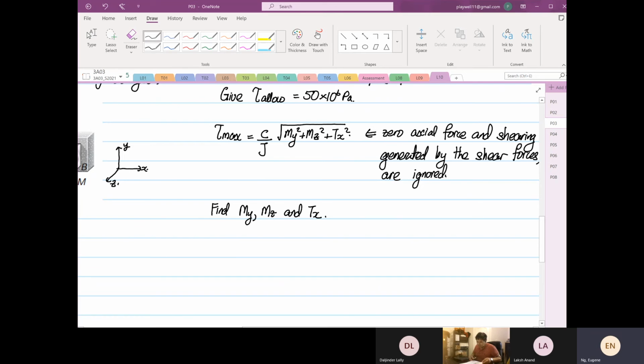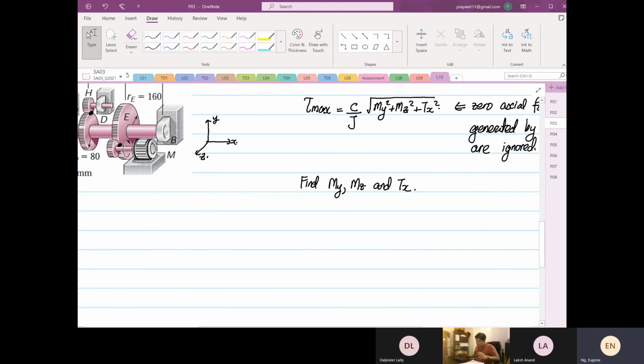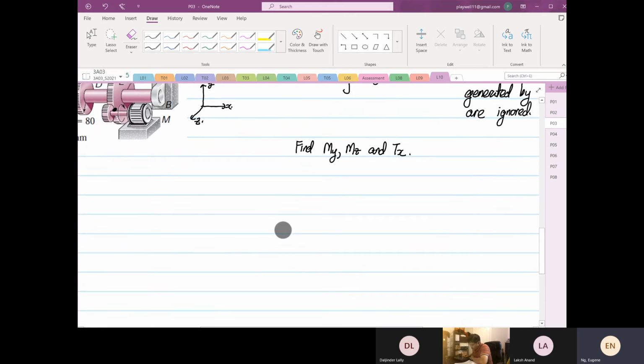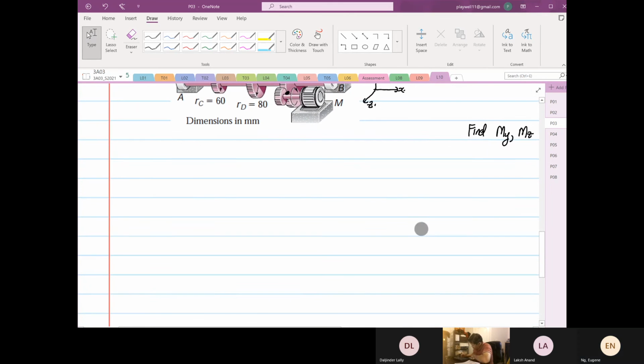Now I'm going to write out a set of procedure that I want you all to remember. When you're analyzing a shaft, you just follow this procedure. I've used this procedure countless times. It always works, so why not share it? So the first thing is the solution procedure.